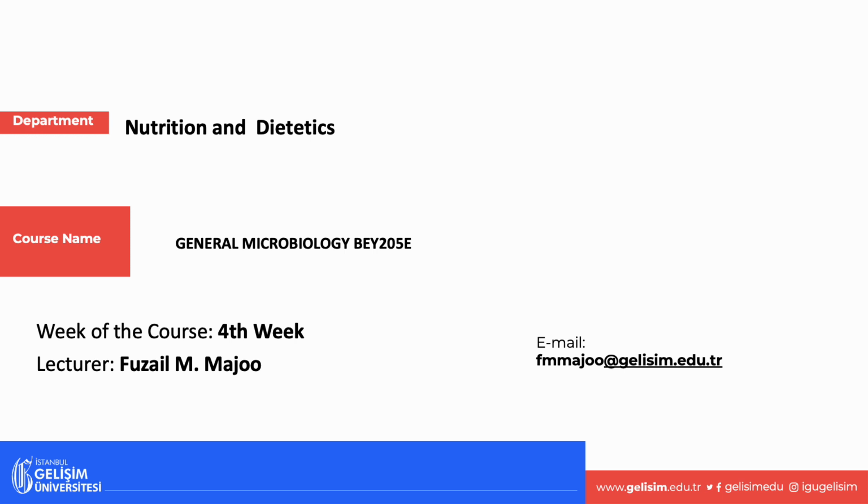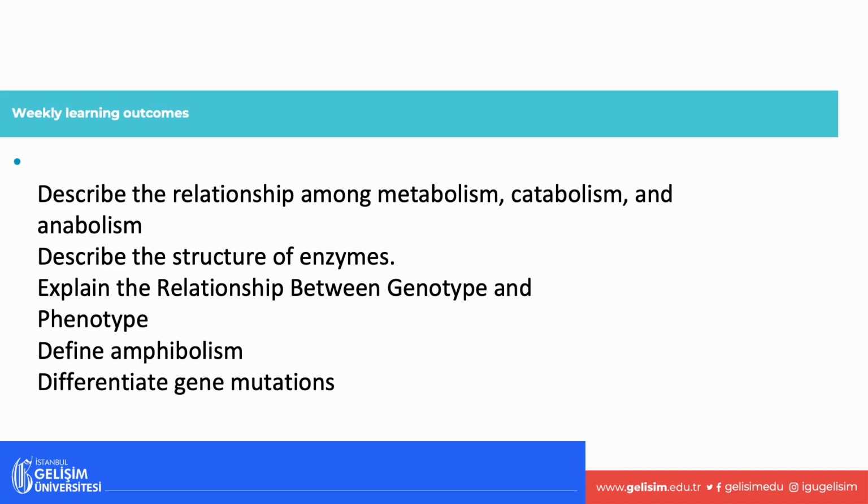Okay, so this will be our week 4 lecture, and our objectives for this week will include describing the relationship among metabolism, catabolism, and anabolism. Also, you should be able to look at and understand the different components of an enzyme, what an enzyme is made up of. In addition to that, you should be able to explain the relationship between a genotype and phenotype. Also, you should be able to define amphibolism, and you should also be able to differentiate between the different types of genetic mutations or gene mutations.